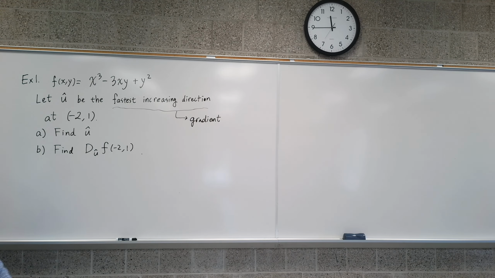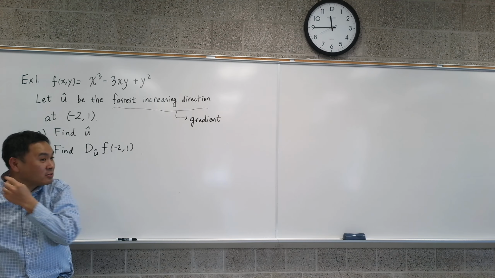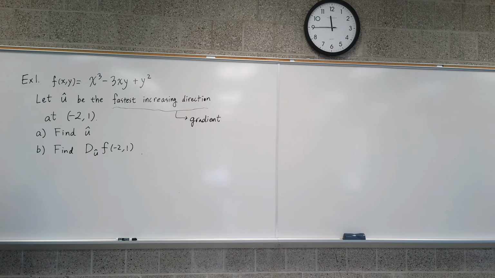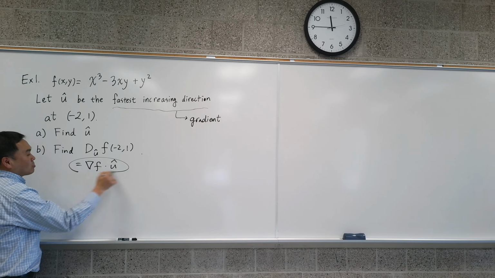But I guess the difference is that the gradient doesn't have to be a unit vector. In fact, the norm of the gradient tells you the highest value of the directional derivative. So it's usually not a unit vector, whereas this is a unit vector. So that suggests the idea for finding u hat is to find the gradient first and normalize it. That should be how you do A. And then B, it's asking you to calculate the directional derivative, and of course the formula is the gradient of f dotted with u hat. So we're going to be using this for part B.